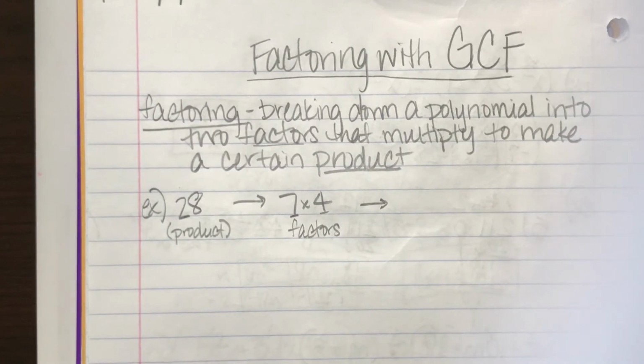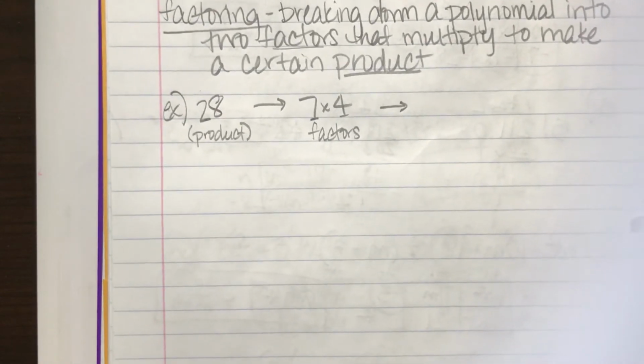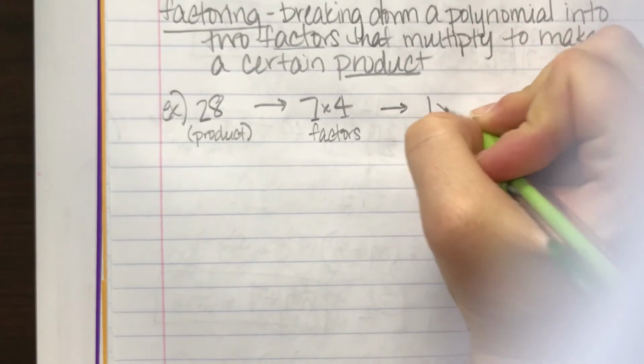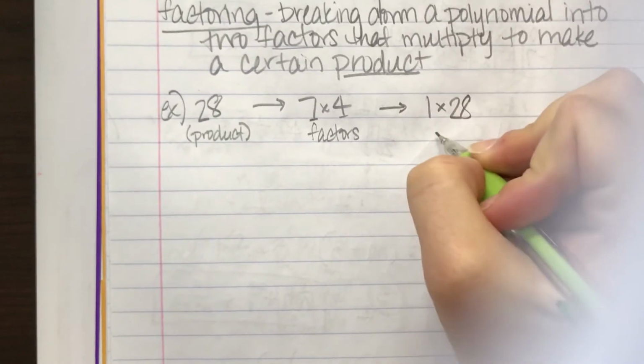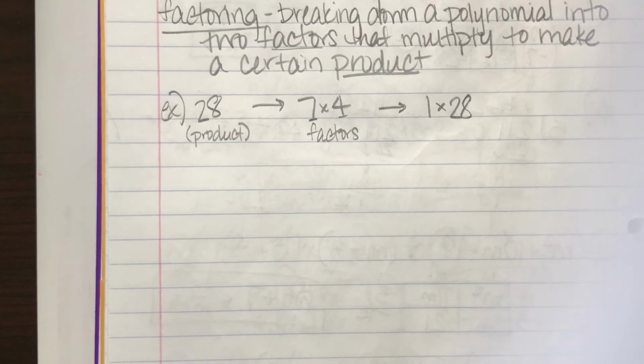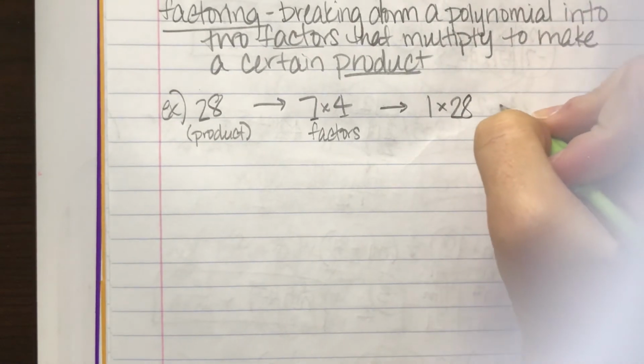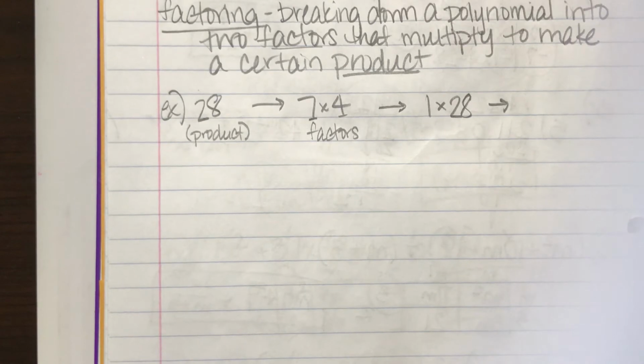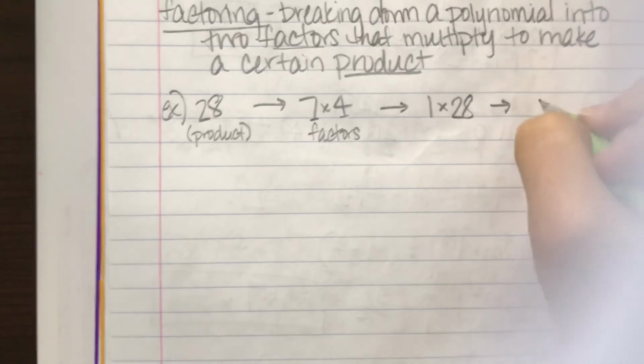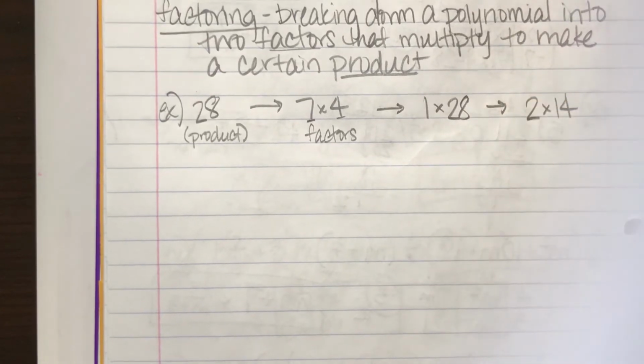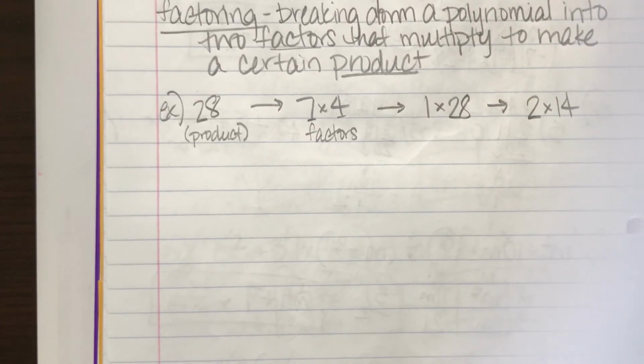Carlos, what's another set or pair of factors that would make 28? Is there another one? 1 and 28. Thank you. And what's another one? 4 and 7. So I've got 7 and 4. I'm not going to write 4 and 7, but it really is the same thing. 2 and 14. So these are all factor pairs that work together to make the 28, right?